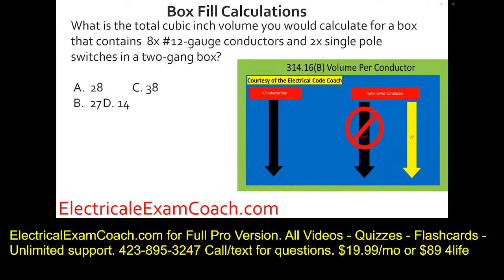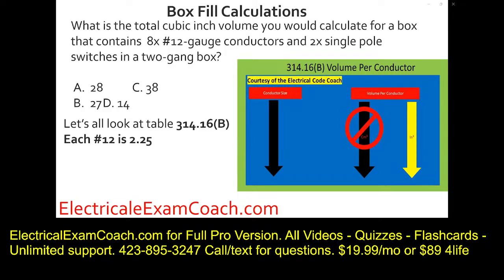What is the total cubic inch volume you would calculate for a box that contains 8 number 12 gauge conductors and 2 single pole switches in a 2-gang box? We look at 314.16(B). We know that each number 12 is 2.25.